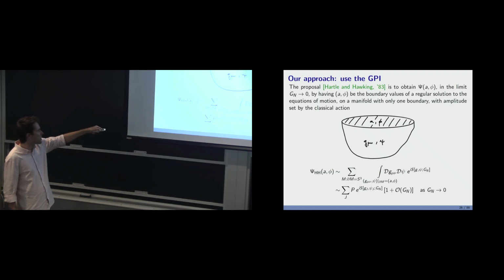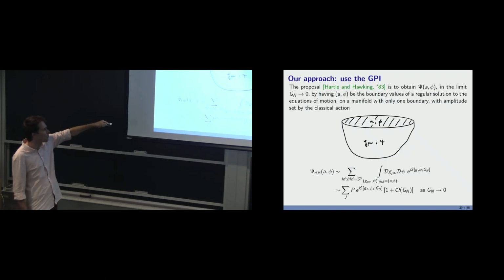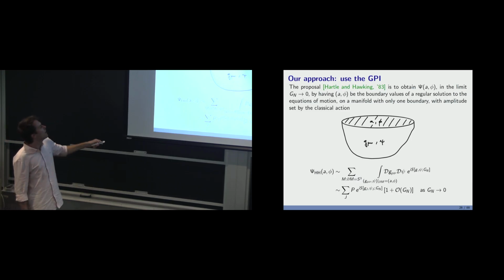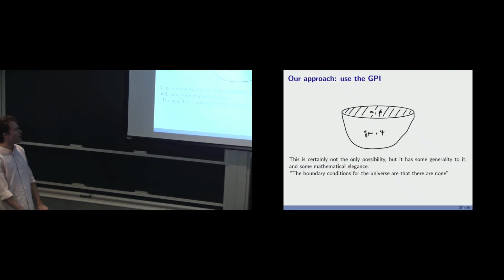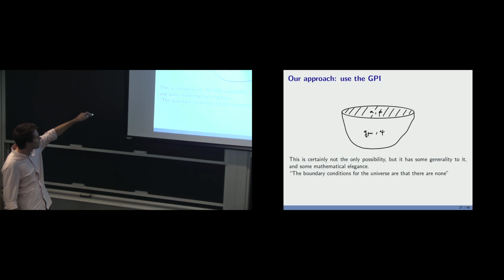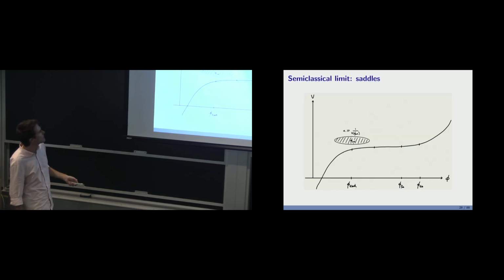We also don't exactly know how to define the gravitational path integral, but we're going to assume that as G Newton goes to 0, it's dominated by some collection of saddle points. It's certainly not the only possibility, and there are reasons to doubt it, but there's some generality to this. You can apply it to many models, and the procedure doesn't depend on the details. You don't have to go reformulating it every time. There's also some mathematical elegance to this. As Hawking would have said, the boundary conditions for the universe are that there are none. So it's at least interesting to look.